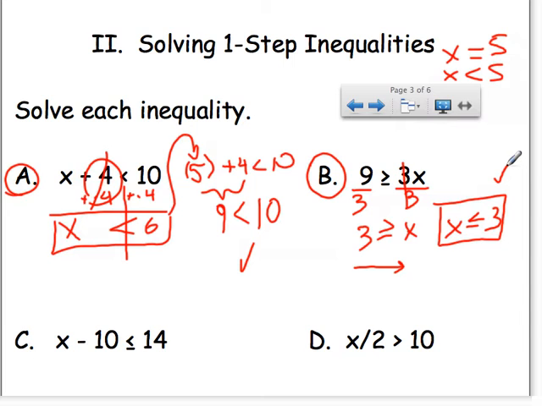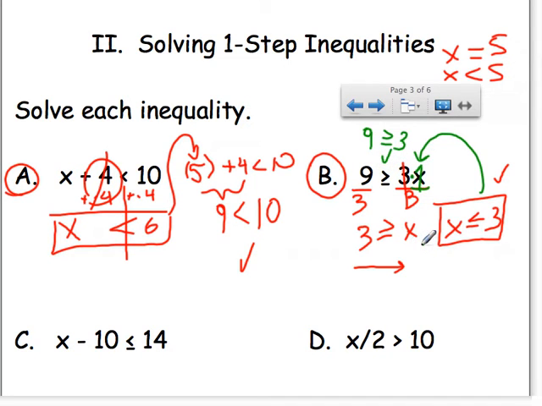To check my answer, that means I need to substitute in something that's less than 3. So for example, if I substituted in 1, 3 times 1 should be less than or equal to 9. 3 times 1 is 3. 3 is less than or equal to 9. 9 is greater than or equal to 3. So my answer checks out.